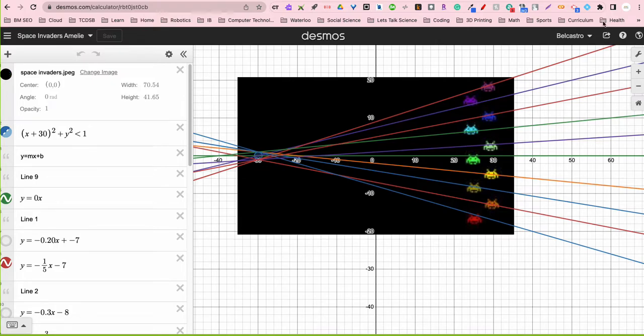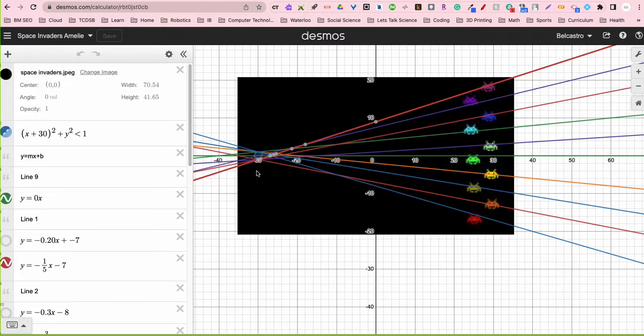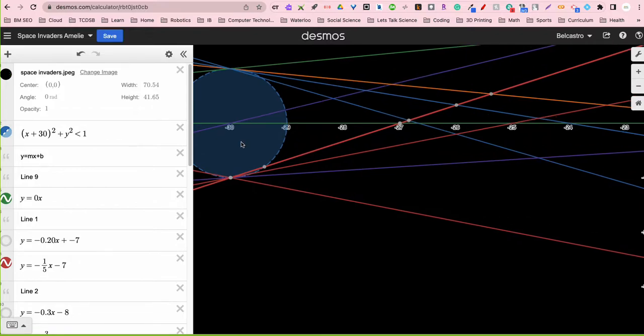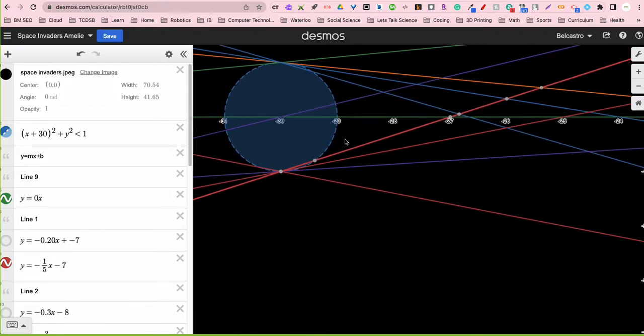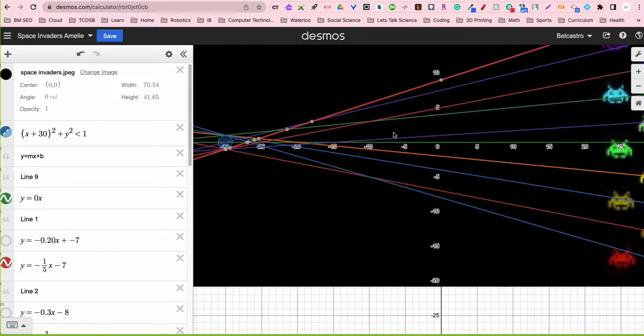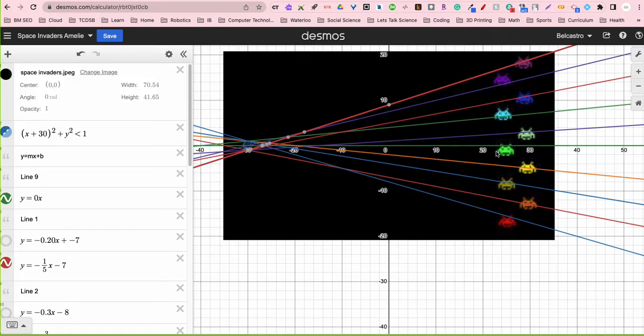Okay, so what we're going to do is look at a whole bunch of lines here. Our project was to make a bunch of linear equations, and this was our spaceship, which had a circle involved in it. We needed to make sure that our lines touched the spaceship, but also went through each of the aliens, which we have at this point. All of the aliens have been contacted or hit, or however you want to describe it.